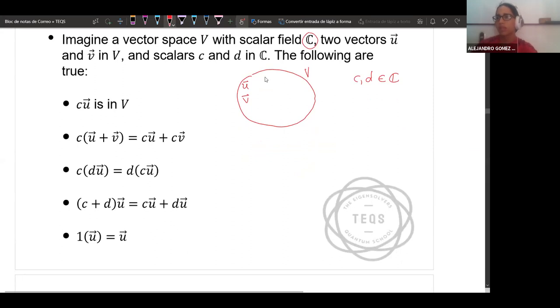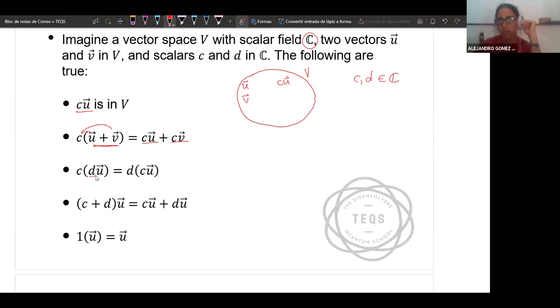The first one is that in the set, you're also going to find c times u. So you're going to find it somewhere here. It's going to be in the set as well. This is the distributive law with respect to the vector addition. So we add two vectors and we can distribute the scalar. So c times u and then c times v. We can also make a parenthesis, as in the vector addition.